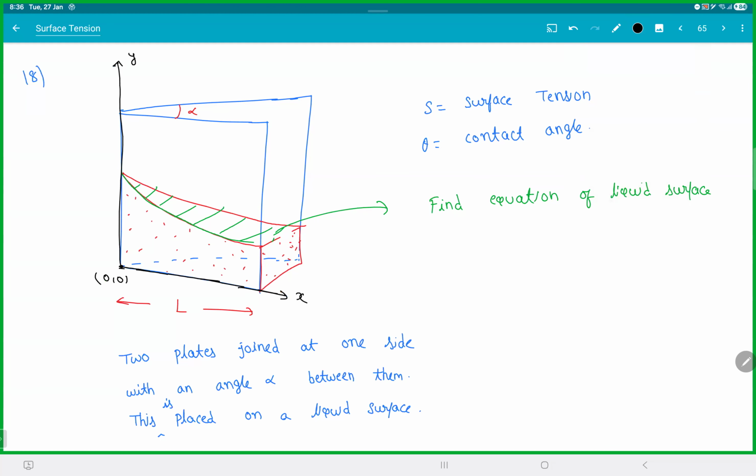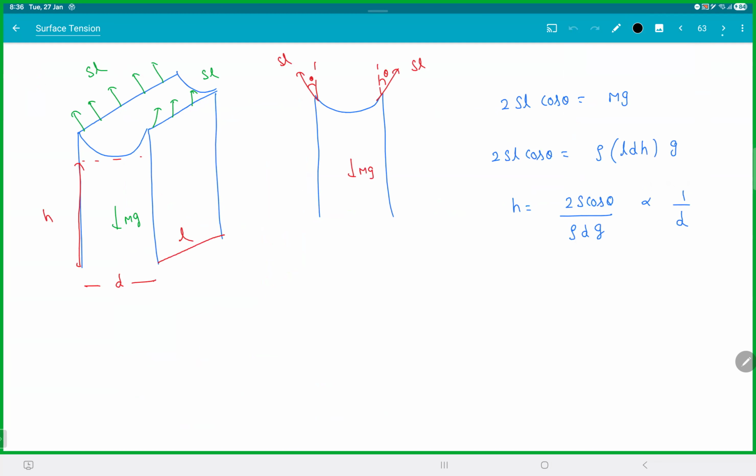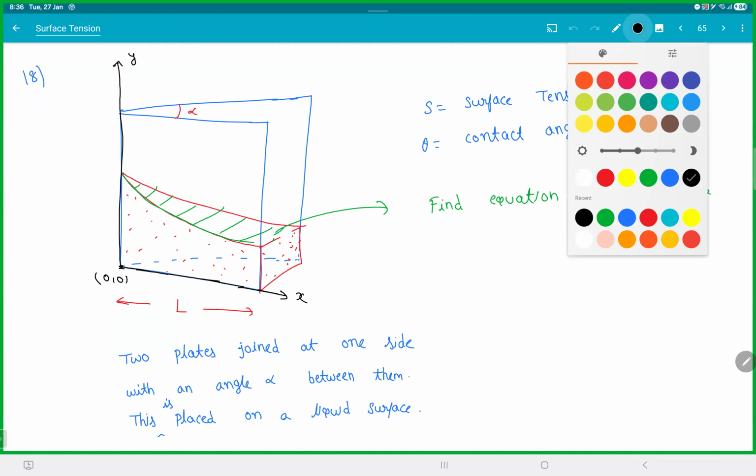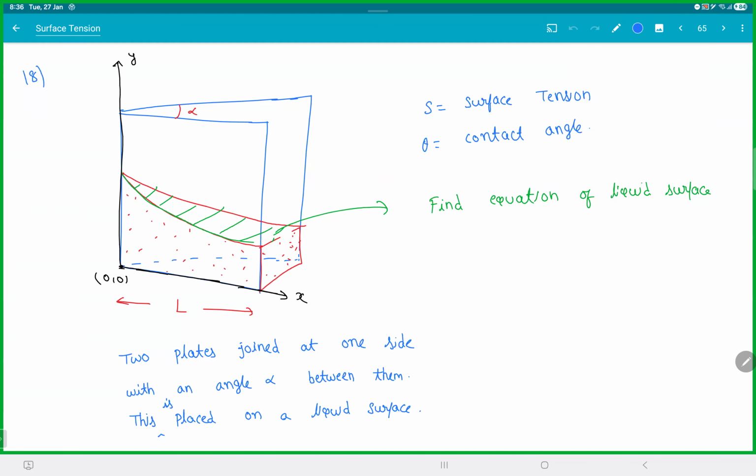We proved it in the last thing: the more the distance, the lesser the height. So as the distance between them is increasing, the height will keep decreasing. So you'll get a curve. How do you find the shape of that curve? Anyone not clear with the picture, please ask me.